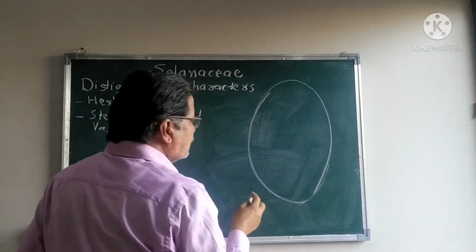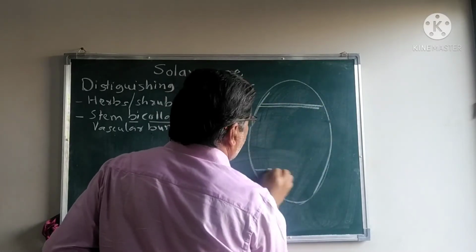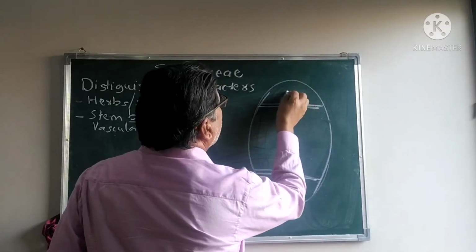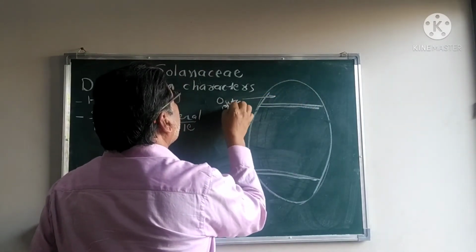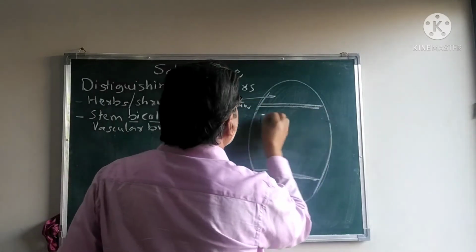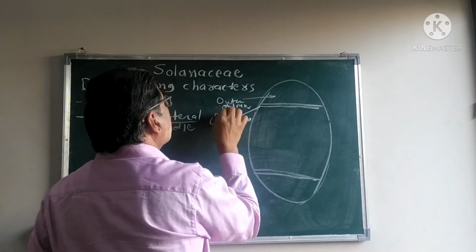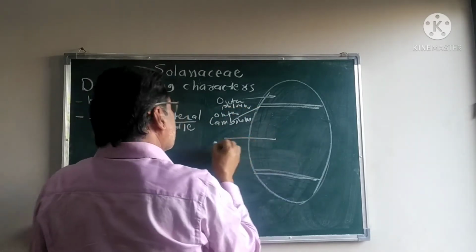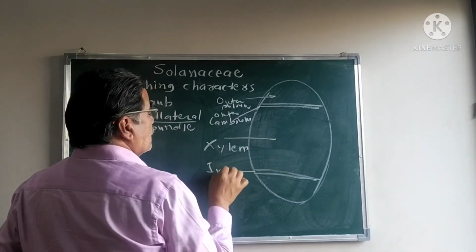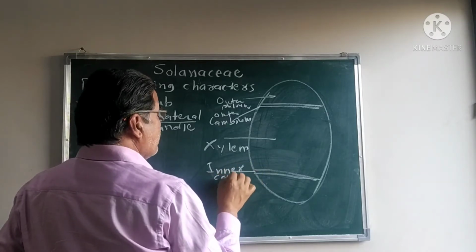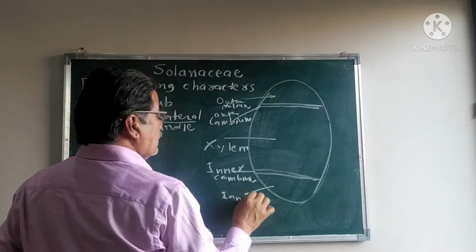The vascular bundle, from the outer side, has outer phloem, then outer cambium, xylem, inner cambium, and inner phloem.